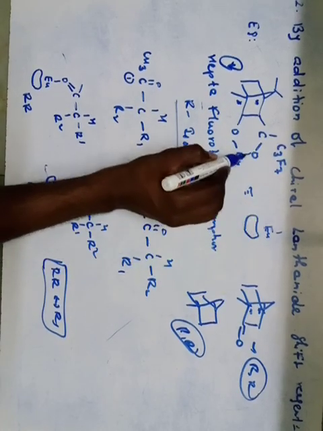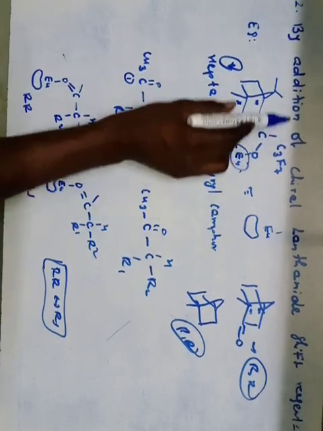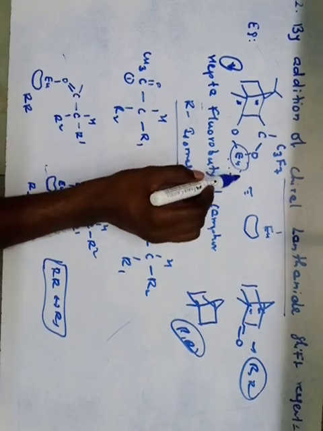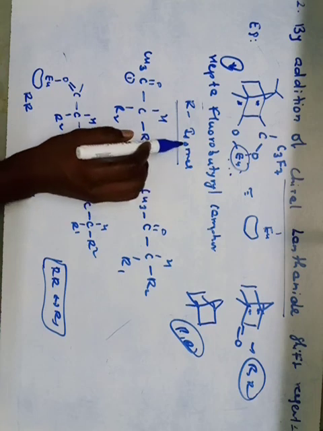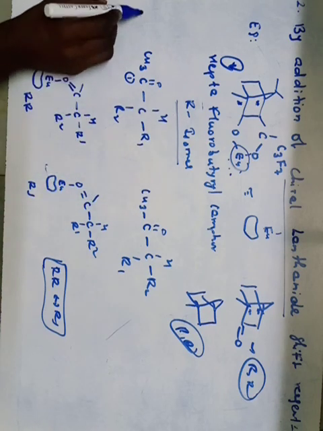Okay, this is the europium. Europium is a lanthanide, and this is done by addition of chiral lanthanide shift reagents, europium lanthanide, and these are the chiral reagents. Okay, this is the R configuration. And here, see an example for this.